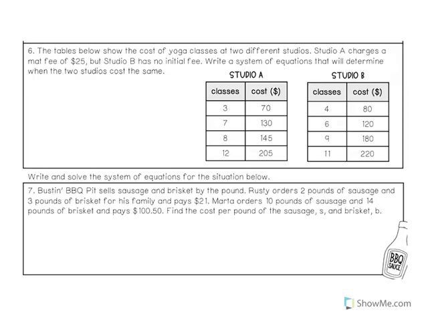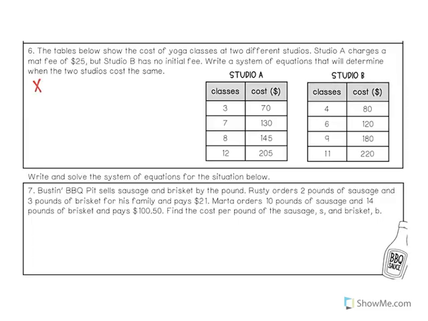Okay, let's keep going. The tables below show the cost of yoga classes at 2 different studios. Studio A charges a mat fee of $25, so that's that one-time fee of $25, but Studio B has no initial fee. Write a system of equations that will determine when the 2 studios' costs are the same.